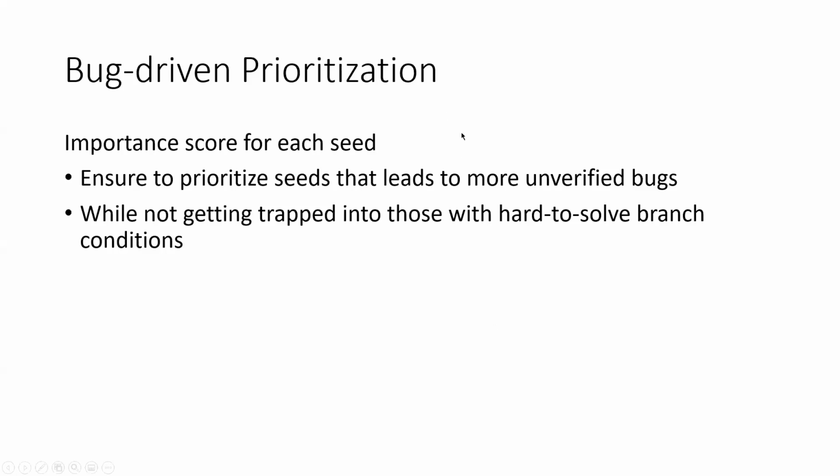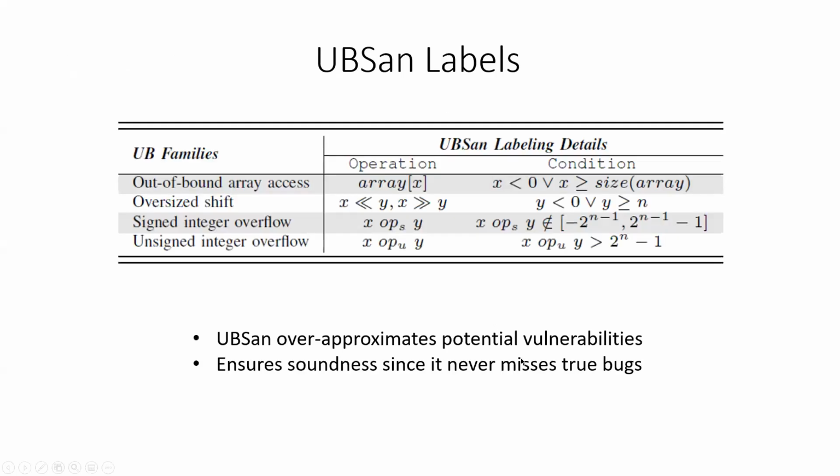So that's it for the prioritization. This is just an example of the UV sanitizer labels, and there are two points. Firstly, the UV sanitizer over-approximates potential vulnerabilities. This actually ensures soundness, because you won't miss the true bugs.